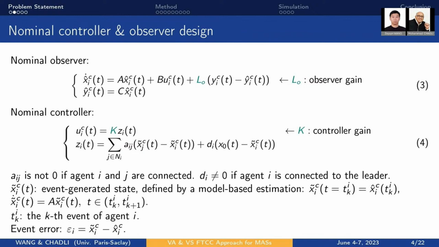The tilde x_i^c or x_j is defined by a model-based estimation as the value of tilde x_i^c at the event instant t_k^i equals the observer state, the hat x_i^c. And between two consecutive events, t_k^i and t_{k+1}^i, the tilde x_i^c will follow the exponential law, or we say the model-based estimation, as the derivative of tilde x_i^c equals A times itself. And notice that here the t_k^i is the k-th event of agent i. And to measure the difference of the event-generated state and observer state, we define the epsilon as the event error as a difference of tilde x_i^c and hat x_i^c.